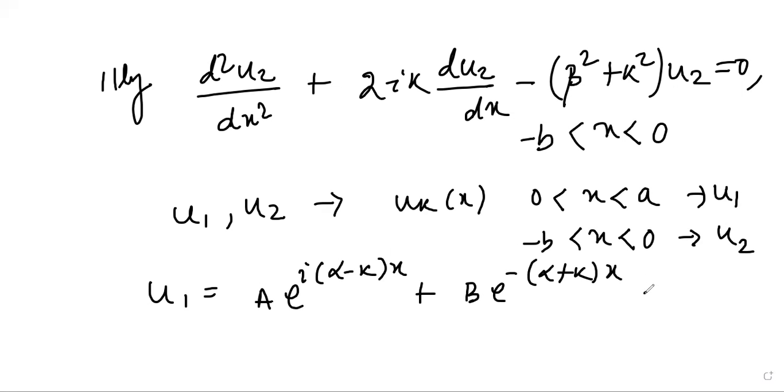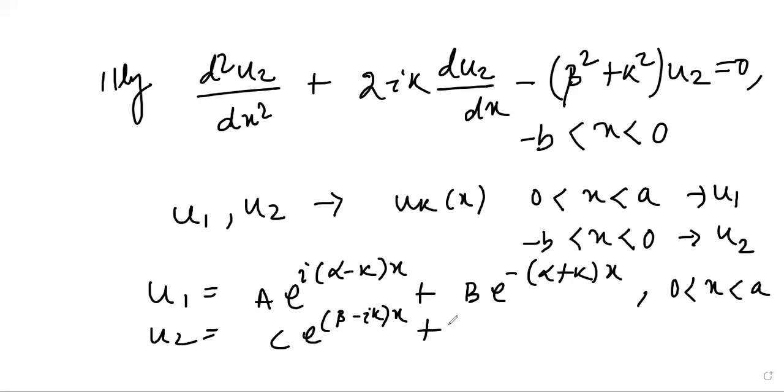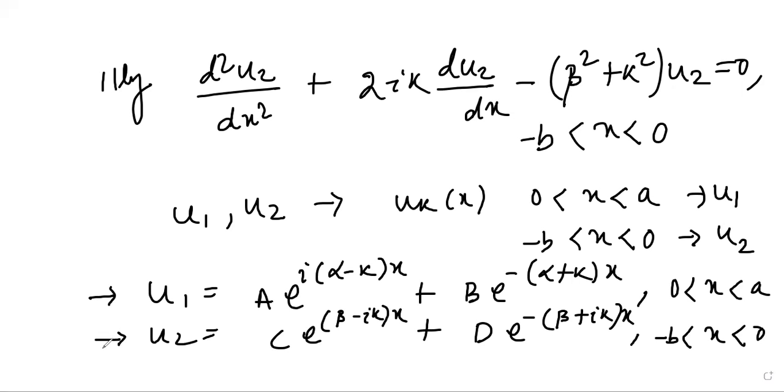So this is valid for x lying between a and 0. This solution we got. Similarly, u2, the general solution, can be written as c e to the power (beta minus ik) x plus d times e to the power minus (beta plus ik) x, with x lying between 0 and minus b. So you got u1 and u2, the Bloch functions.